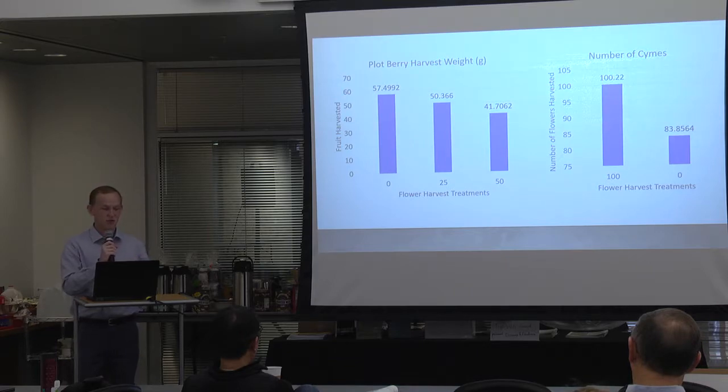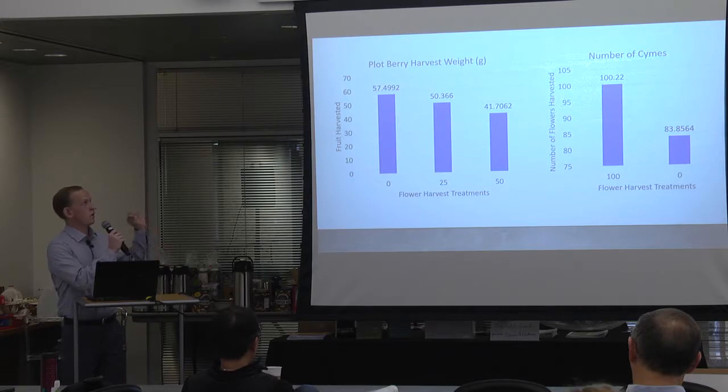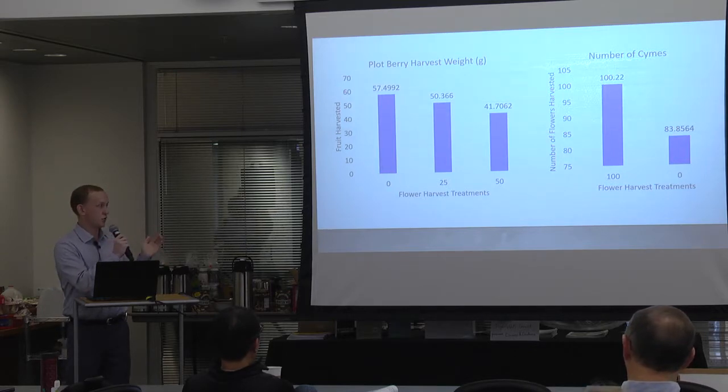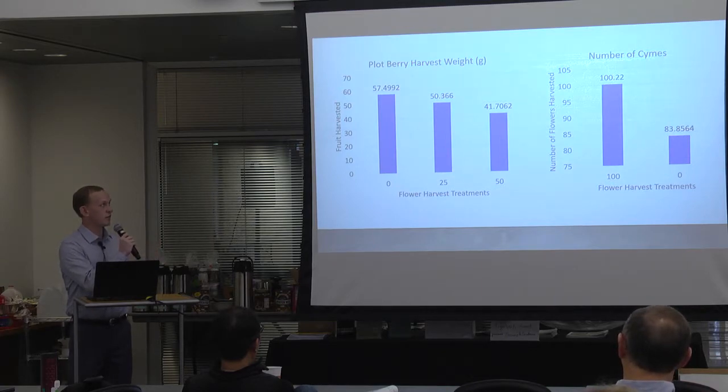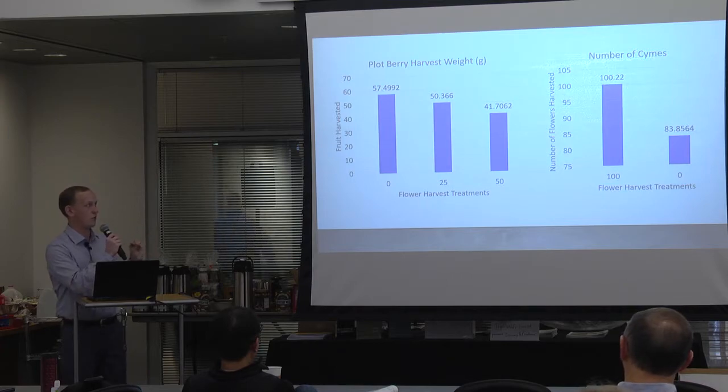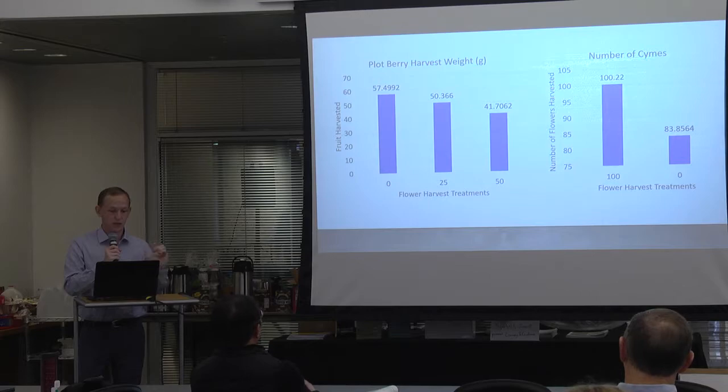So what this is looking at is, this first figure here is looking at plot berry harvest weights. So this is each plot, looking at if there is a difference between the amount of berries harvested by weight between treatments. So we did not find a significant difference between no flower harvest and 50 or 25% flower harvests. So we're not seeing a benefit in yield on that.